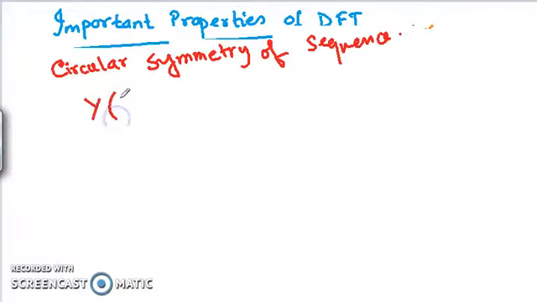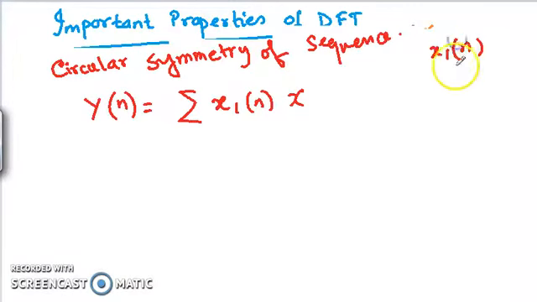of circular convolution as the summation of x1(n) and x2(n). Now the two sequences x1(n) and x2(n) are both periodic. Suppose this signal is kept as it is, so the x2 signal must be folded and shifted.